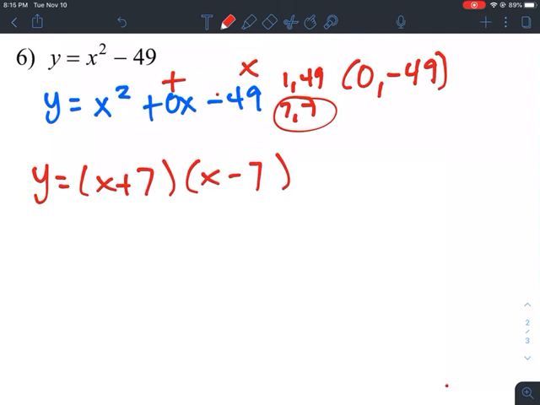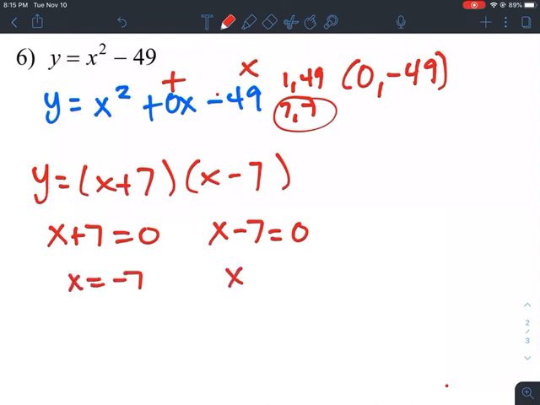So for my x-intercepts, I set each factor equal to 0 and then essentially just flip the sign. Now I will say, someone asks me this every year. It does not matter which order it goes in the factors. It just doesn't. So this crosses the x-axis at the points negative 7, 0 and 7, 0.